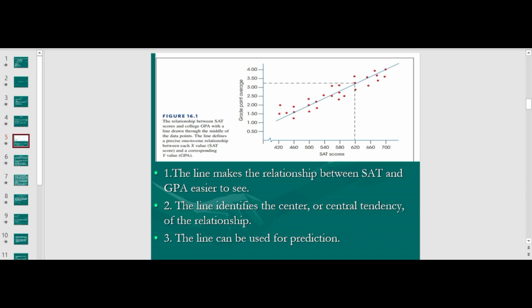Our goal is to develop a procedure that identifies and defines the straight line that provides the best fit for any specific set of data. This straight line does not have to be drawn on the graph. It can be presented in a simple equation. Thus, our goal is to find the equation for this straight line that best describes the relationship between x and y.